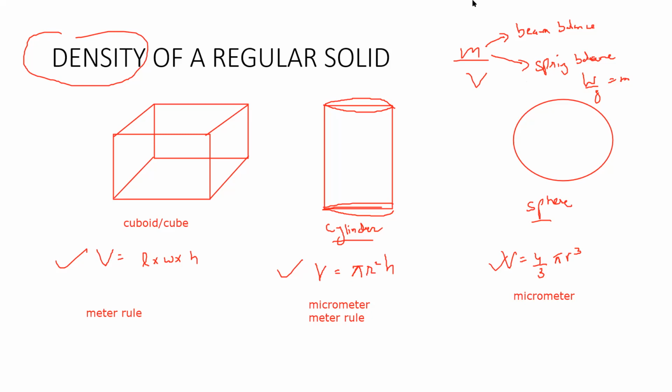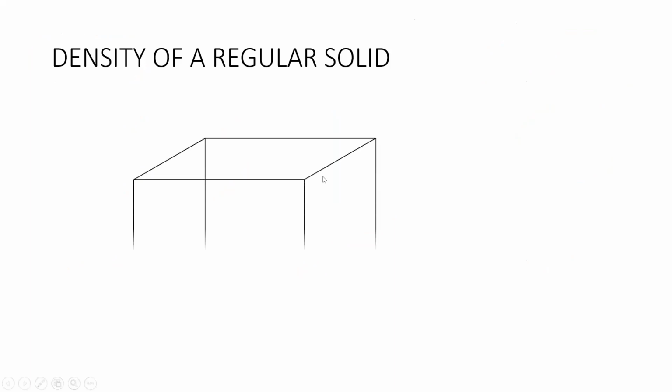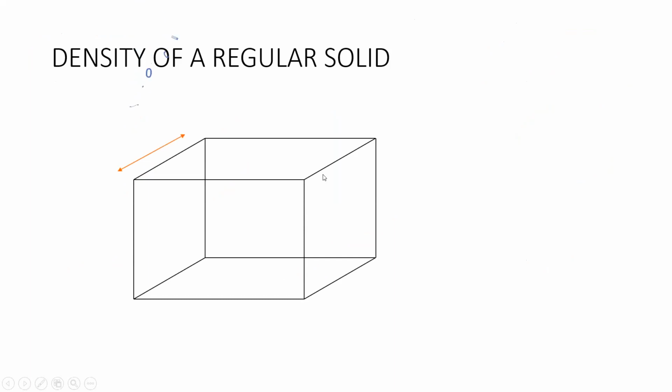So how do we plan this experiment for regular solids? For example, we have a cuboid. One side is 2 centimeter, another side is 3 centimeter, and another side is 4 centimeter, and the mass is 240. So what will be the density of this regular solid?